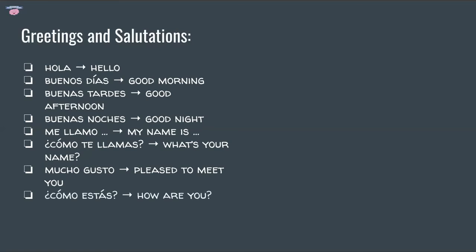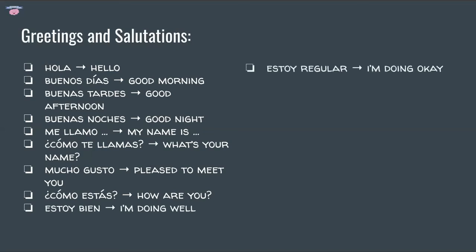Usually when you meet someone, you ask, how are you? And that's, you say, ¿Cómo estás? This is an example of the question marks, same as ¿Cómo te llamas? And how do you answer cómo estás? You can either say estoy bien, which means I'm doing well, estoy regular, which means I'm doing okay, or estoy mal, which means I'm doing bad.